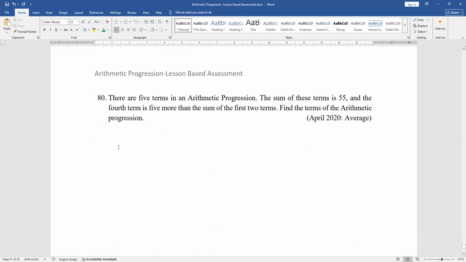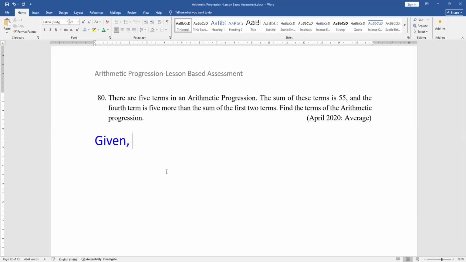Okay. So coming to the 80th problem: there are 5 terms in an arithmetic progression. The sum of these terms is 55 and the fourth term is 5 more than the sum of the first 2 terms. Find the terms of the arithmetic progression. Another important question. So there are 5 terms in the given arithmetic progression.